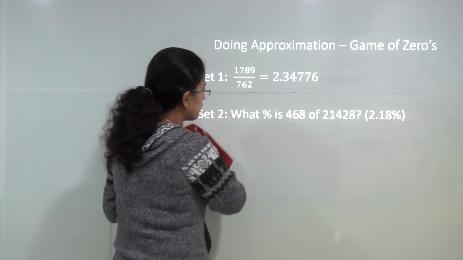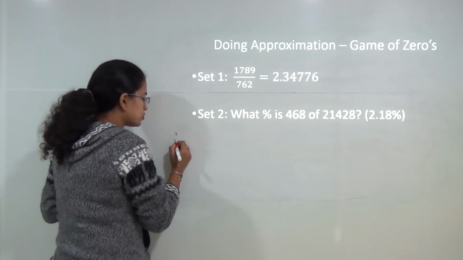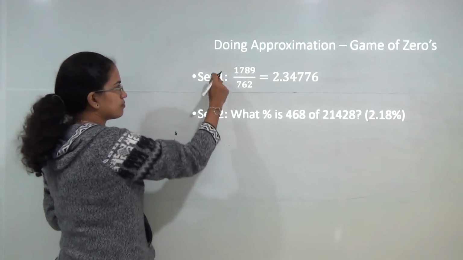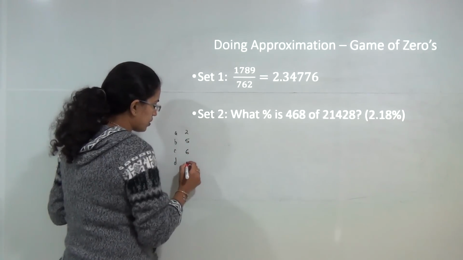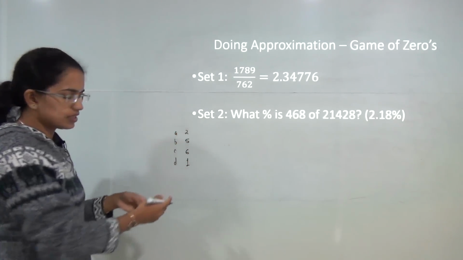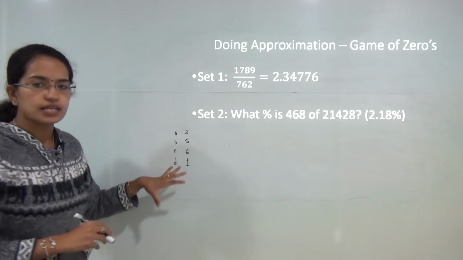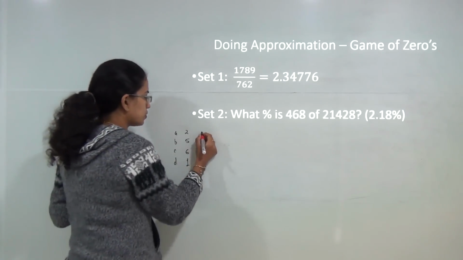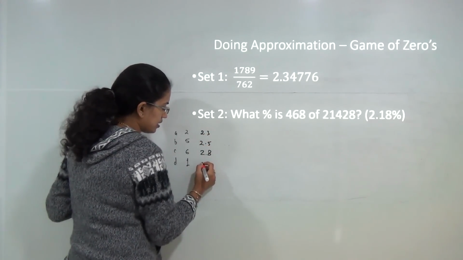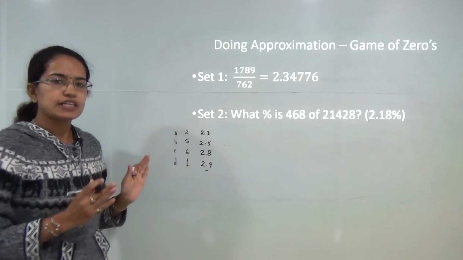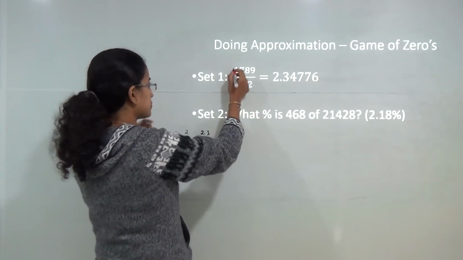When there is a question of approximation, the first thing that is important is to look at the choices. If the choices are really far away, say for example the choices are 2, 5, 6 or 1, that means the choices are really far off and you can easily say what would be the answer. However, if the choices are close by, say 2.5, 2.3, 2.5, 2.8 and 2.9, then you will need to apply a bit more approximation. Now how to work around a question like this?